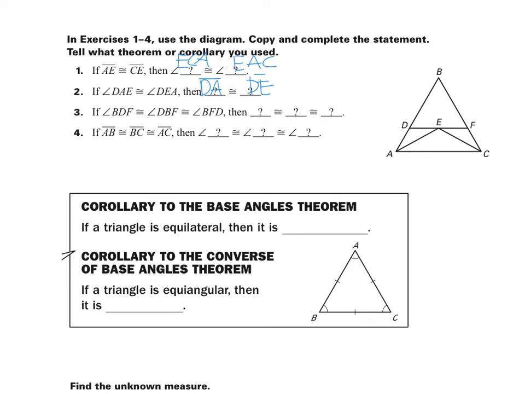If angle BDF, where's BDF? Here, congruent to DBF, is congruent to BFD. Now I know we didn't talk about equilaterals, and we will in that next theorem. It's still going to be the same thing. The sides opposite those congruent angles are going to be congruent. So we're going to have DB, DF, and BF.